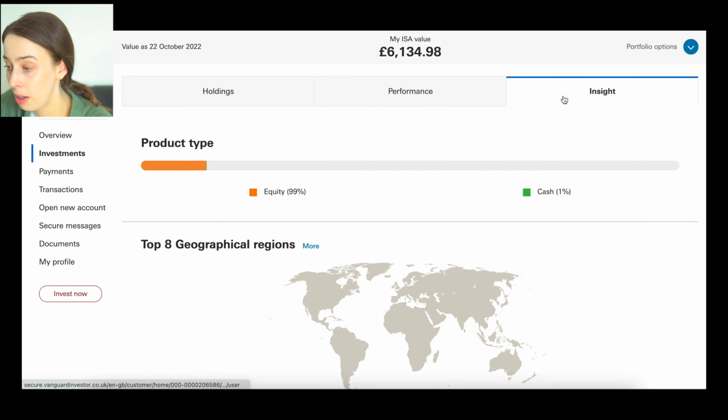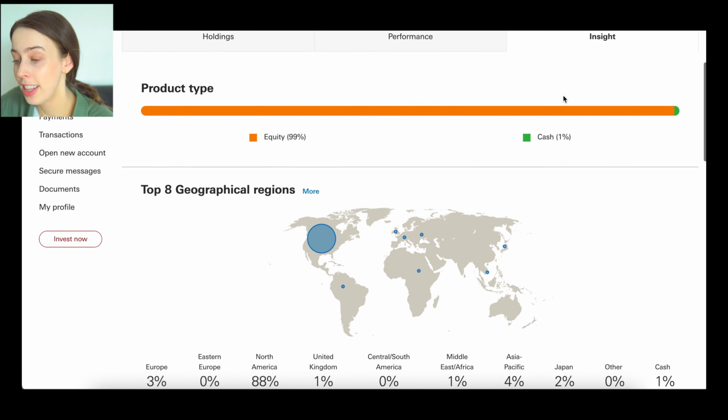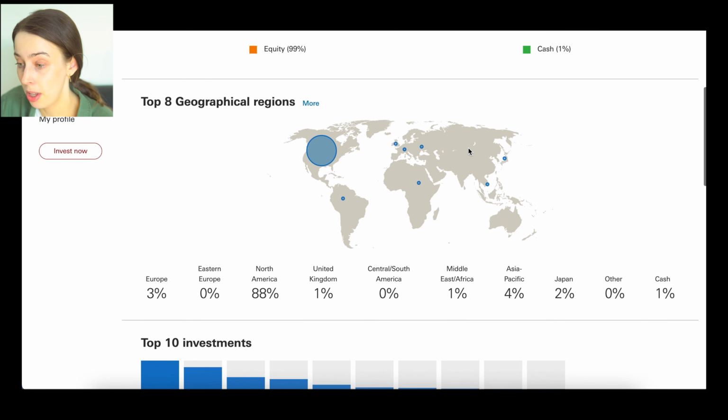If we come back up and we click on the insight section, this gives a breakdown of a few different things within your portfolio. So you can see the product type that you have in your portfolio. So for me, I have 99% equity and 1% cash. I don't have any bonds or anything like that, so it's pretty straightforward, but it's nice to see this at a snapshot. You can see the geographical regions that you have.